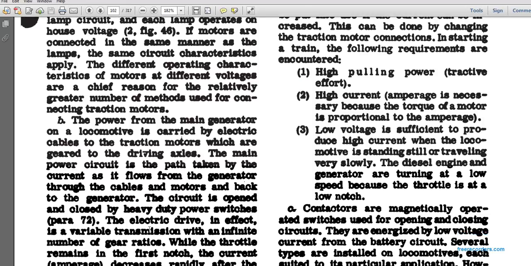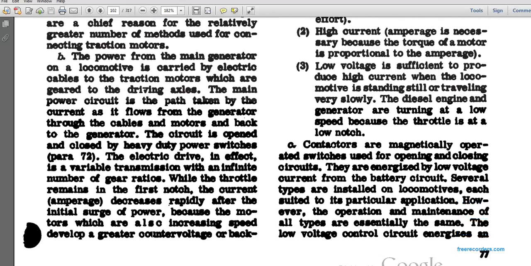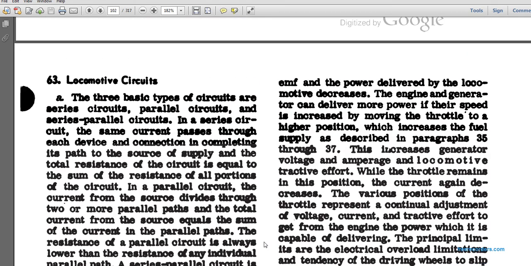With the throttle in the first notch, the amperage decreases rapidly after the initial surge of power because the motors, which are also increasing speed, develop greater counter voltage or back EMF. The power delivered from the locomotive decreases. The engine generator can deliver more if its speed increases by moving the throttle to a higher position, which increases the fuel supply, as described in paragraphs 35 through 37.